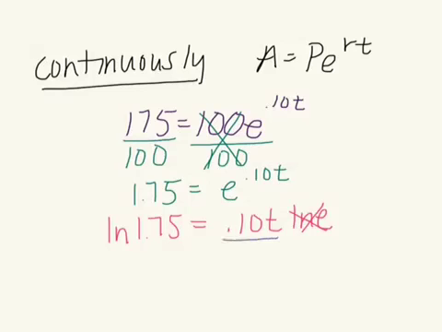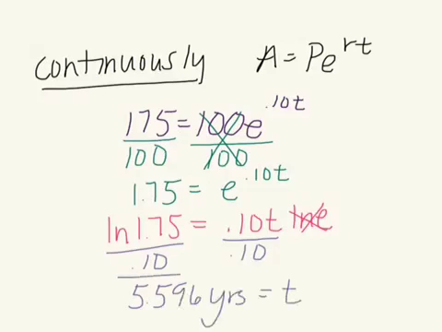Last thing we're going to do is divide both sides by 0.1. And when you put that in your calculator, you get 5.596 years for your time. So it's not a ton faster, but if you are compounding continuously, it is faster. And again, when you're compounding continuously, it should always be faster to your goal.